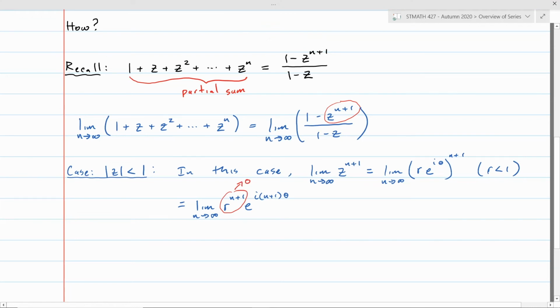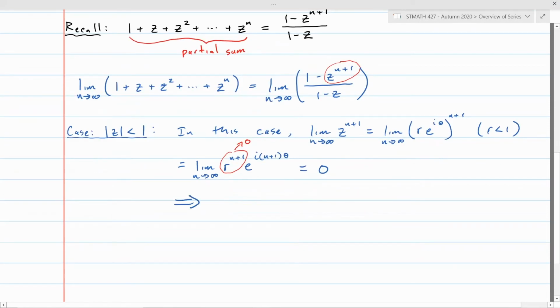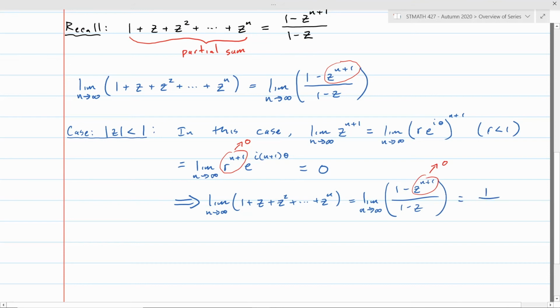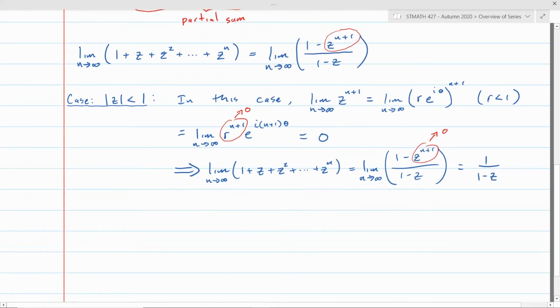Just a basic fact from things you know before, that if you take a number that's between 0 and 1 and you raise it to a big power, you get a number close to 0, right? So anyway, this comes out to 0. And so then that tells you that the limit of the partial sum, which we know is the same as the limit as n goes to infinity of this fraction, 1 minus z to the n plus 1 over 1 minus z, that term with the n in it went to 0, and so you're just left with 1 over 1 minus z, which is the familiar formula for the sum of a geometric series. But this is only true in this case, that the modulus of z is less than 1.